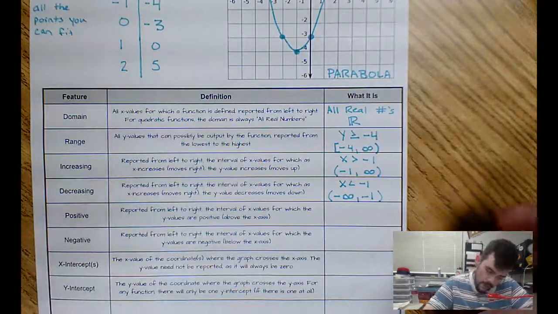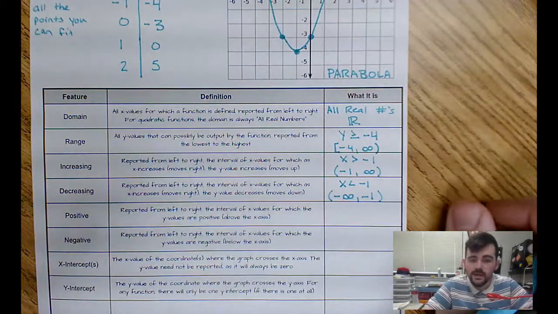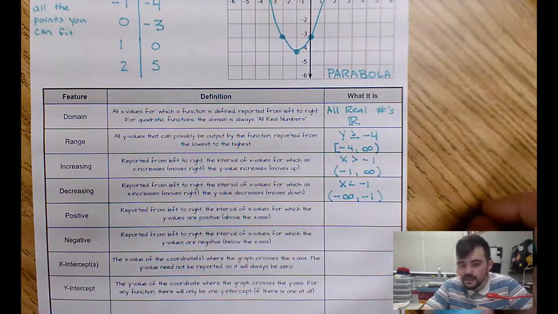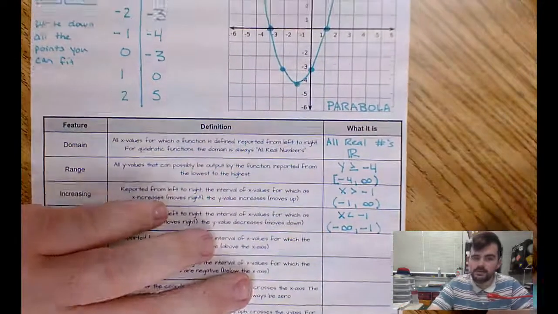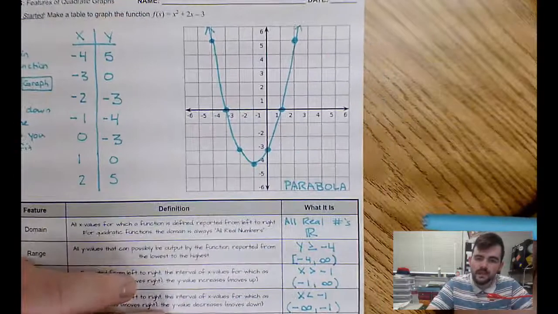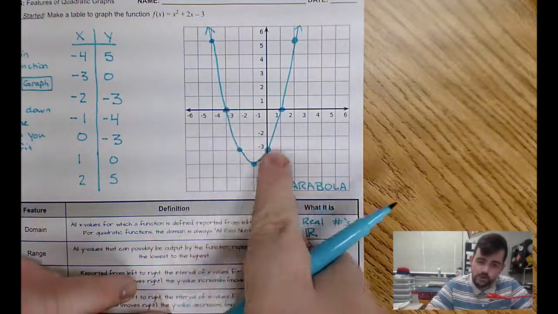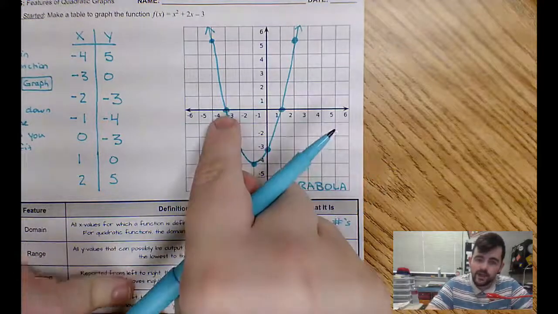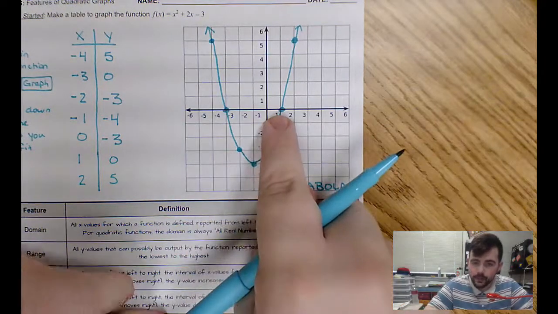Okay. Positive and negative. Positive, again, we report from left to right. It's just what set or sets of x values where the y values are positive, meaning it's above the x-axis. Negative, below the x-axis. I think it might be easier if we start with negative first. So for what x values are the y values negative? Well, we see this little curve right here beneath the x-axis. So it's going to be all of our x values between -3 and +1.